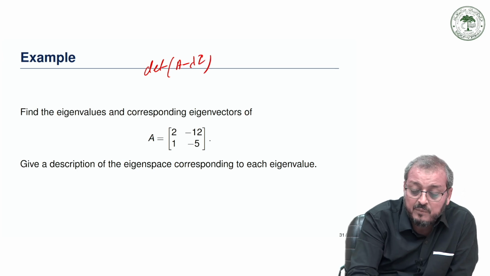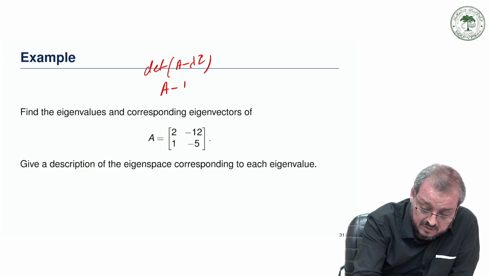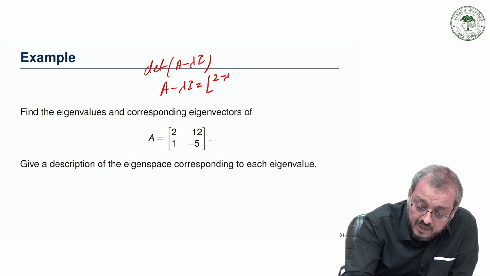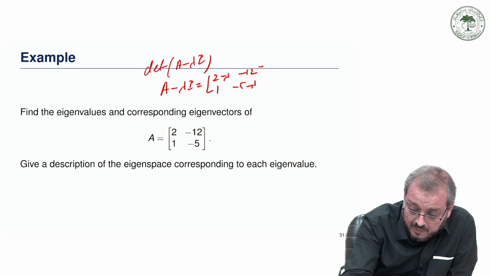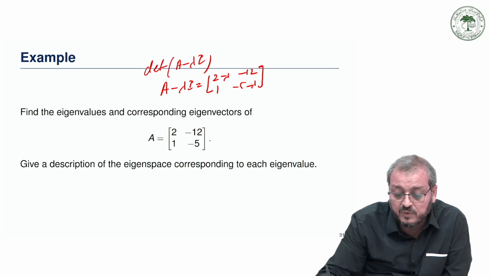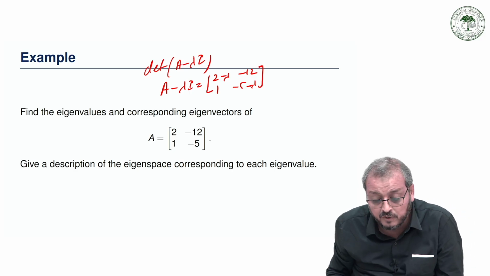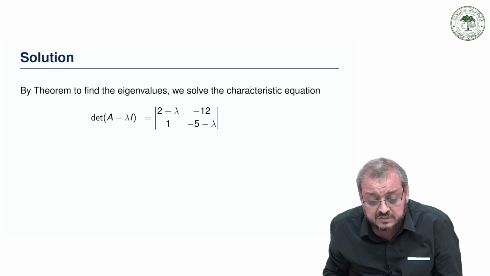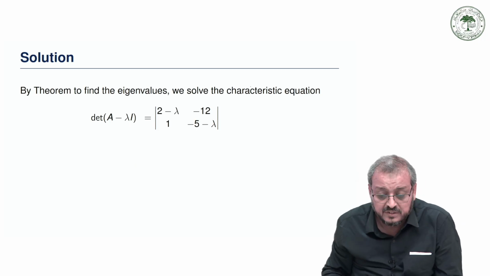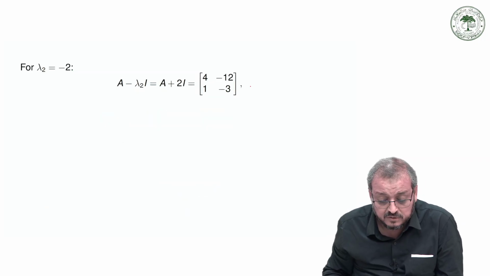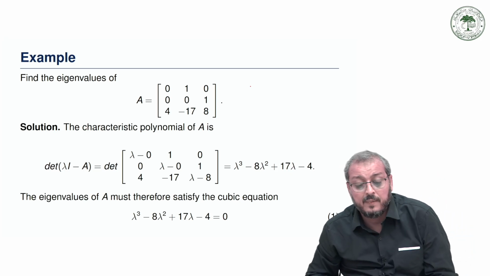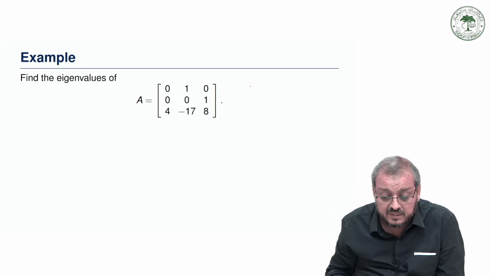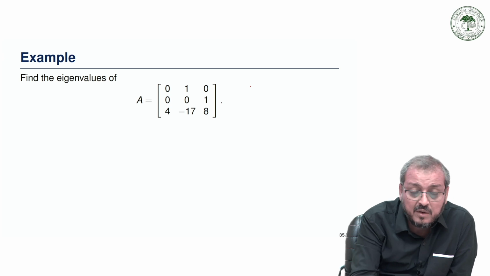Now we calculate A minus lambda I. So A minus lambda I is equal to 2 minus lambda, minus 12, 1, minus 5 minus lambda. Okay, this way we can take it into this form. This is the same solution I just solved right now. Sorry, this is a repeat. I will skip here. Okay, now just come to this problem. So this is another problem.